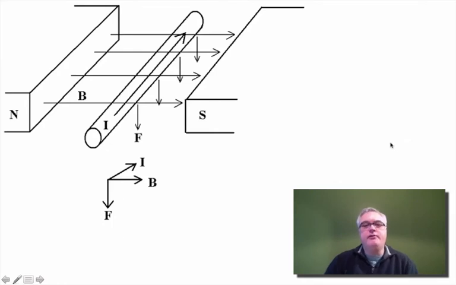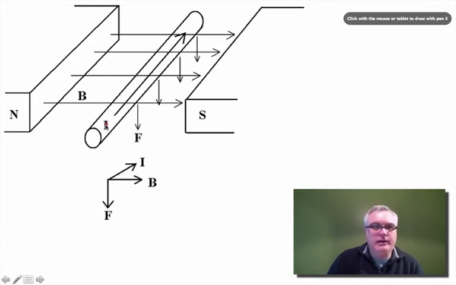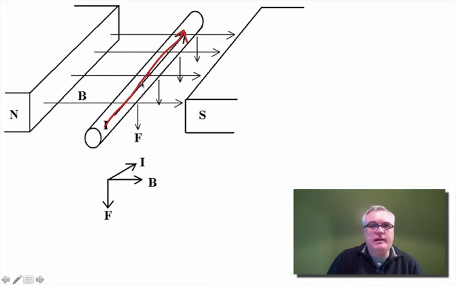Same thing is true for a wire in a magnetic field. So here I have a current going into the page in this direction. That current has a circular magnetic field. Remember our first right-hand rule. So it has a circular magnetic field.